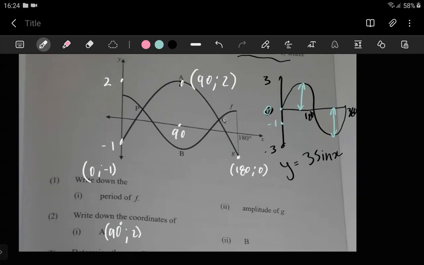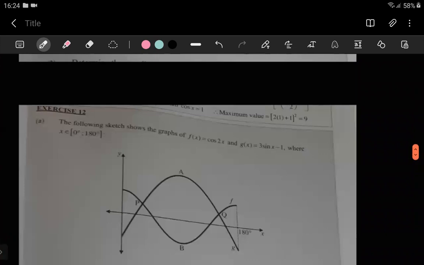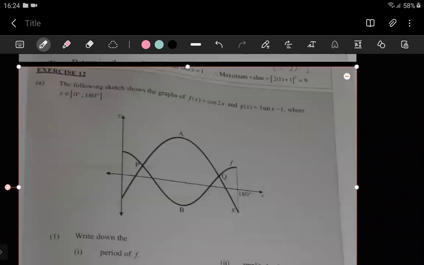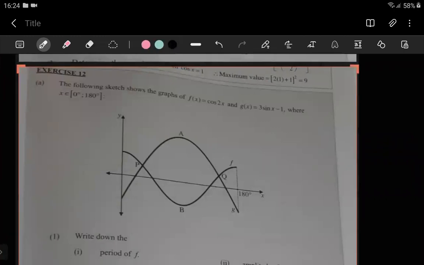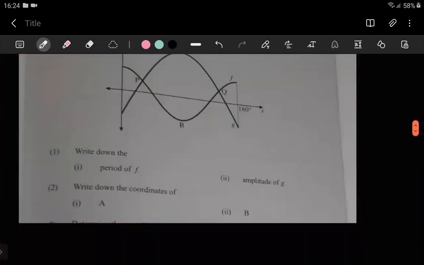B, we would do exactly the same thing for the graph of F. So let me just copy this image again, and then we can discuss certain things about the graph of F. So with the graph of F, it's a cosine graph, you see.